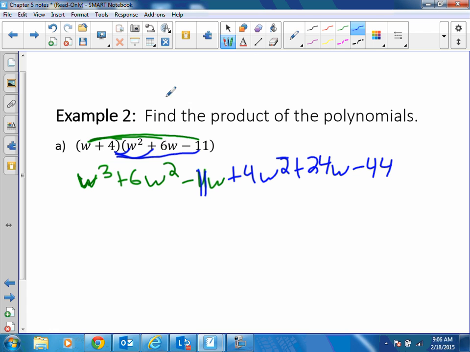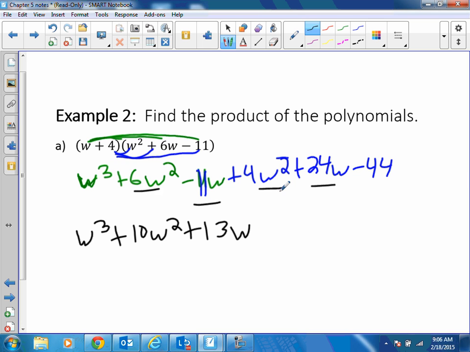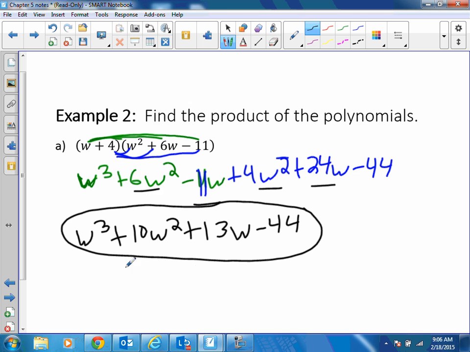So then we just combine like terms. There's only one w cubed. 6w squared and 4w squared make 10w squared. Negative 11w plus 24w equals 13w. And there's only negative 44 at the end. So pretty easy. Just distribute, combine like terms. Pretty much it.